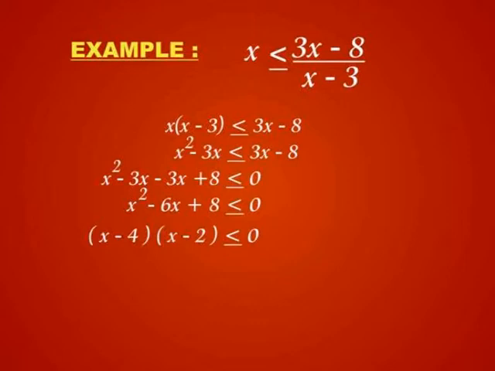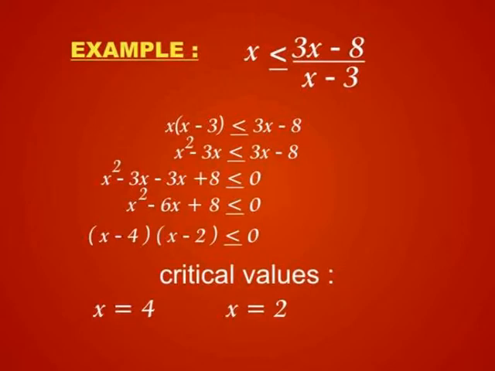Now, in a normal equation, we would have solved it and said that x is equals to 4 or x is equals to 2. But this is not equals to 0, this is less than or equals to 0. Hence, those two values, x equals to 4 and x equals to 2, are going to form our critical values. Our critical values are the values that turn our equation into 0.